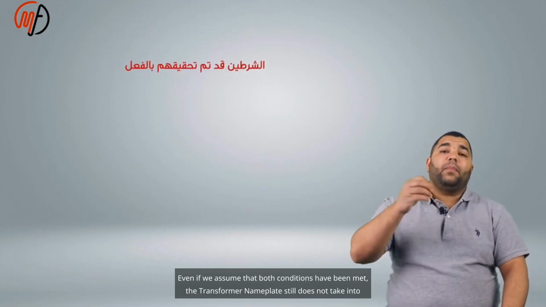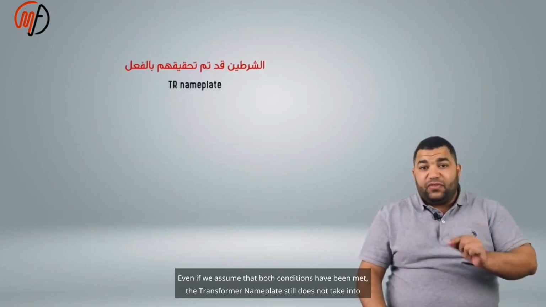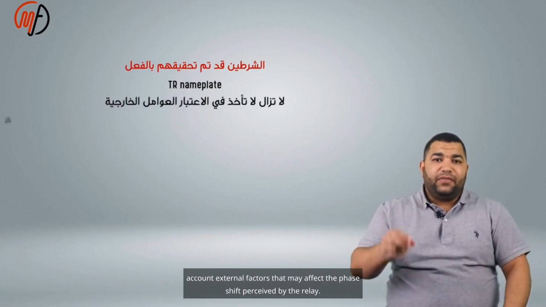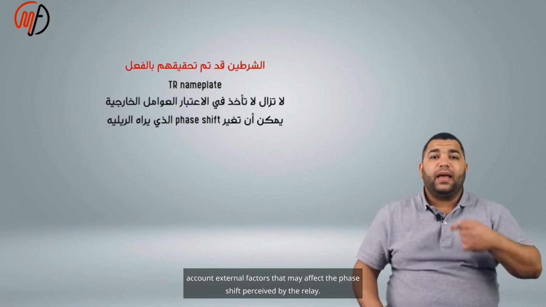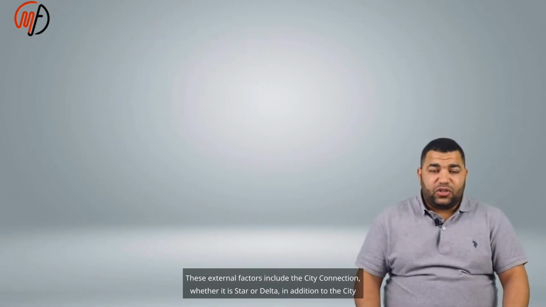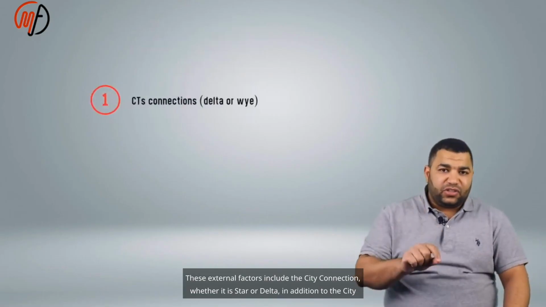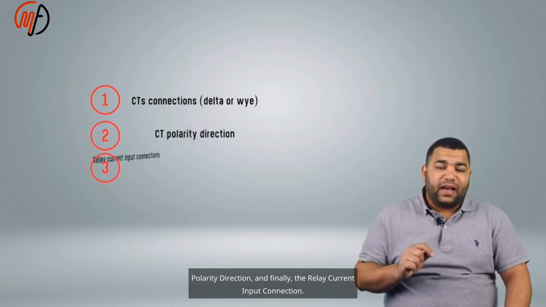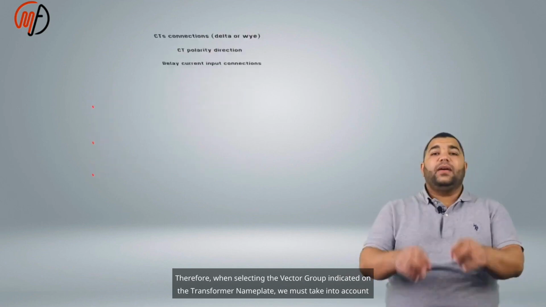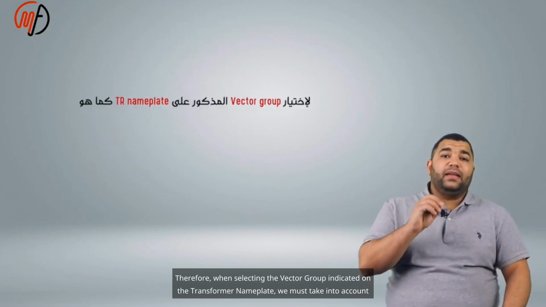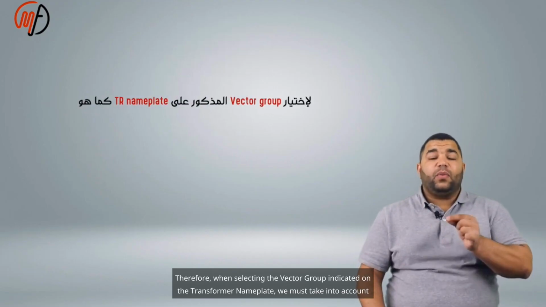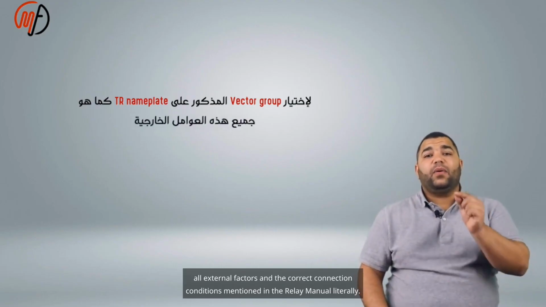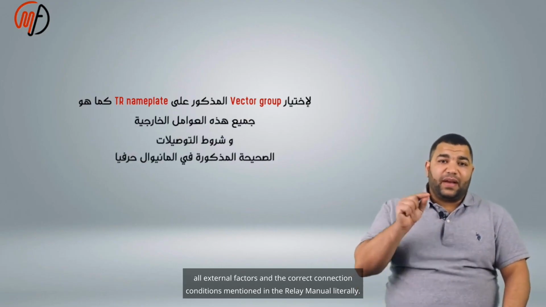Even if we assume that both conditions have been met, the transformer nameplate still does not take into account external factors that may affect the phase shift perceived by the relay. These external factors include the CT connection, whether it is star or delta, in addition to the CT polarity direction, and finally, the relay current input connection. Therefore, when selecting the vector group indicated on the transformer nameplate, we must take into account all external factors and the correct connection conditions mentioned in the relay manual literally.